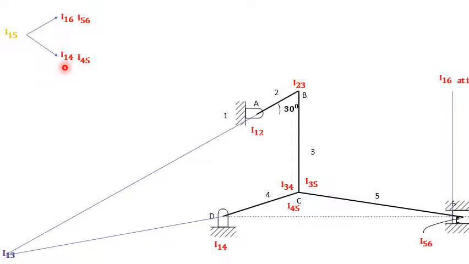Next is I14 and I45. This is I14 and I45. We have to connect these 2 points and extend the line till it reaches the previous line. Wherever these two lines intersect is the instantaneous center I15. Like this we can locate I15.